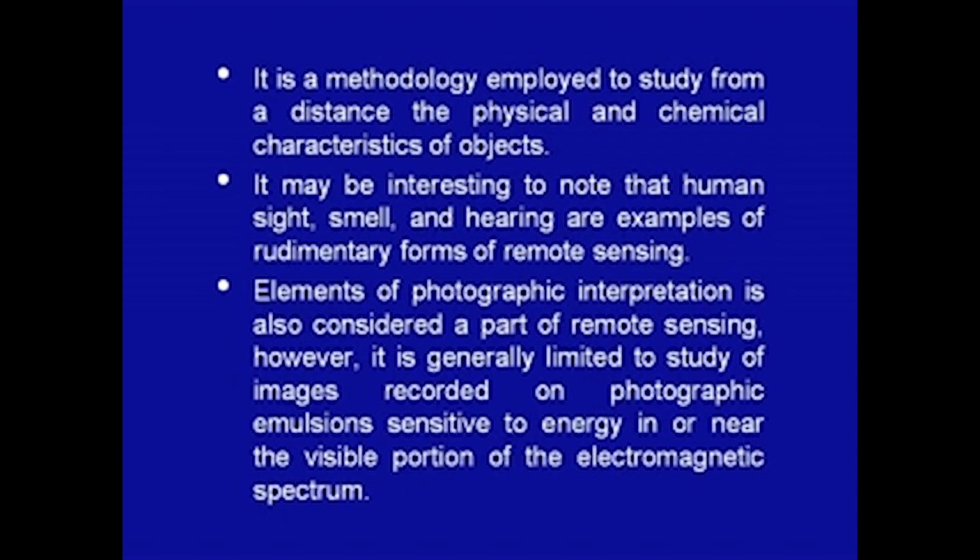It may be interesting to note that human sight, smell and hearing are examples of rudimentary forms of remote sensing. Elements of photo interpretation is also considered a part of remote sensing. However, it is generally limited to the study of images recorded on photographic emulsions sensitive to energy in and near the visible portion of the electromagnetic spectrum.